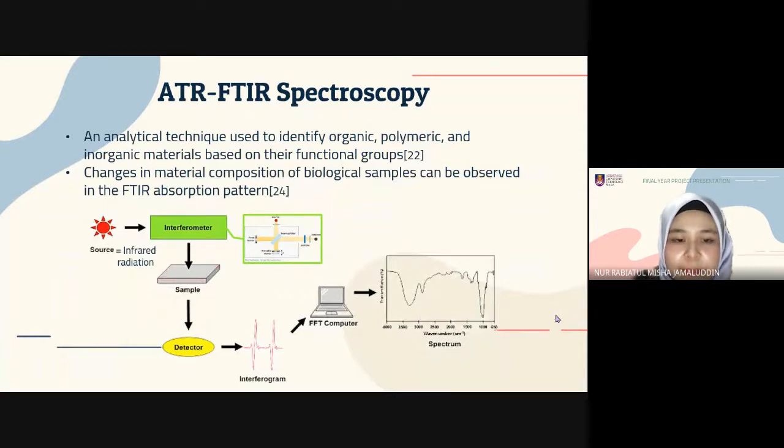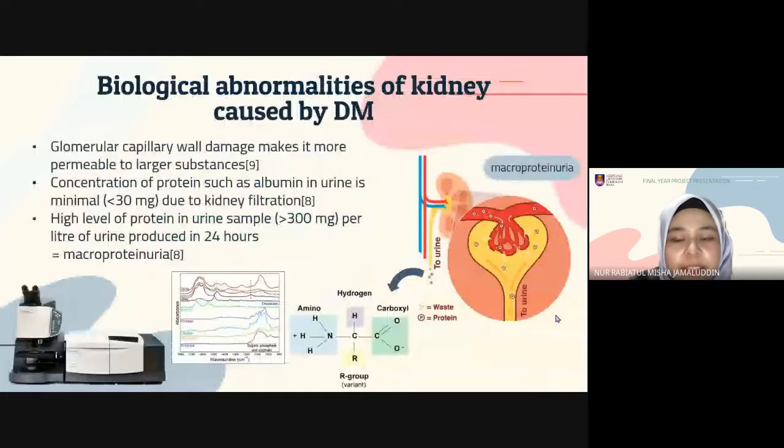After being directed to the sample, the detector will detect the beam and form an interferogram. After analysis in the computer, the spectral information of the chemical composition in the biological samples can be obtained in a spectrum diagram. To explore the potential of using FTIR spectroscopy in monitoring diabetic nephropathy, it requires an understanding of the physiological changes of the kidney and the spectral features.